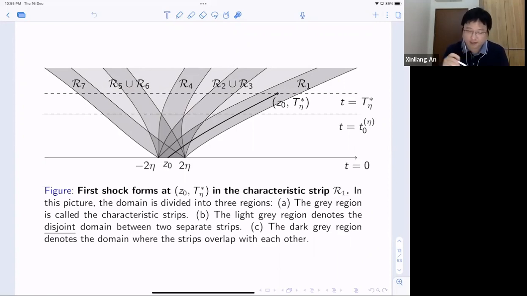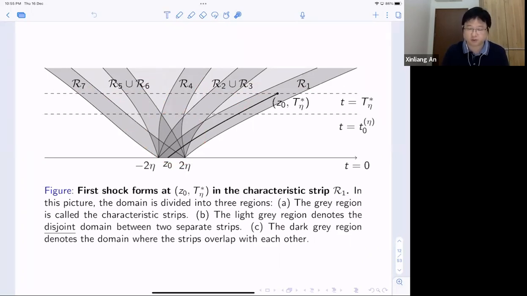So we use R1, R2, union R3, R4, R5, union R6, R7 to be the gray region, and we try to understand the dynamics within the gray region. And there will also be the light gray region. The solution in this light gray region is not zero, but the way to control norms in this region will be quite different from the way we control things within the characteristic strips. And also there will be a region where all the waves couple together, and the argument over there is also different.